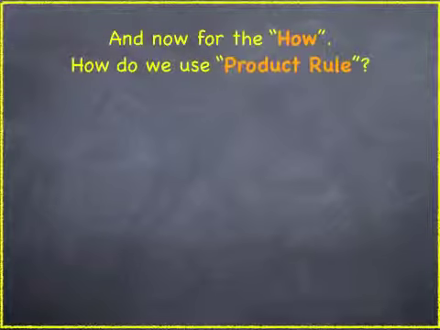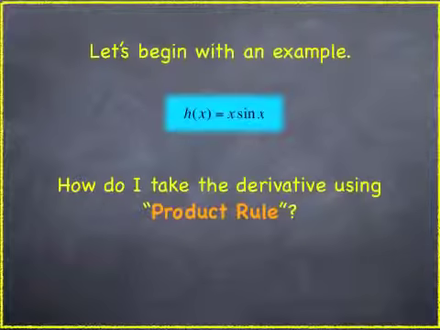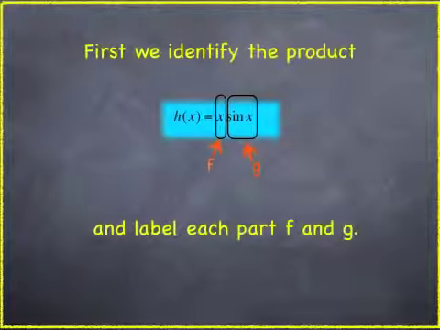Okay, so those are some examples of when we would and would not want to use product rule, and it's very important. Now the question is, how do we use product rule? Okay, so here's an example. We have a function h of x equals x times the sine of x. The question, how do I take the derivative and how do I do it using product rule?